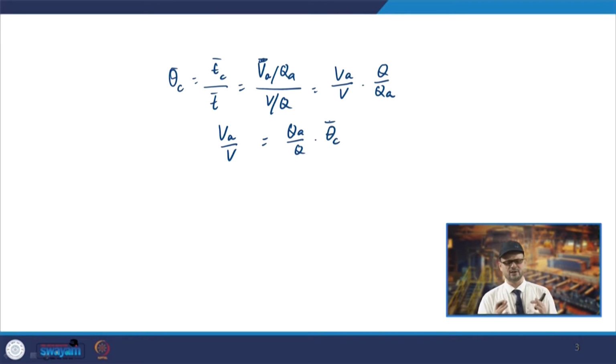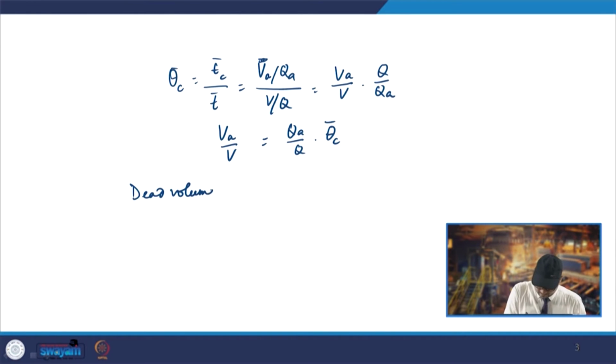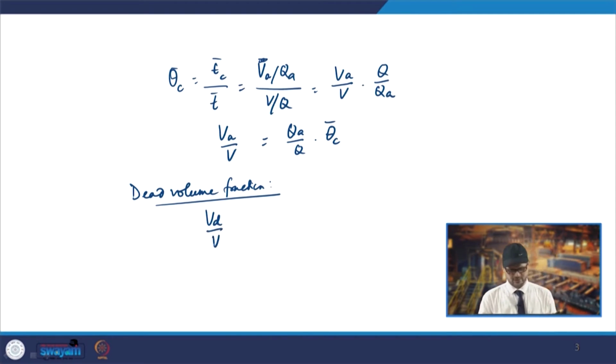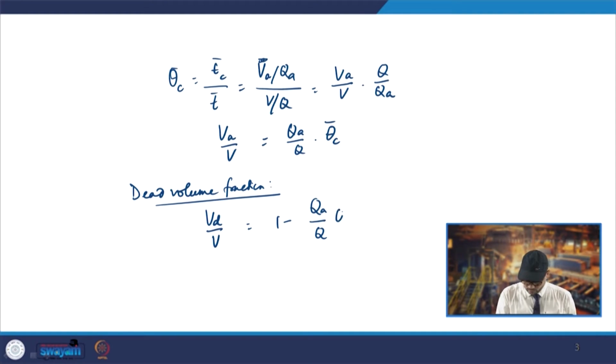So, you can have the calculation of the dead volume. Dead volume will be nothing but 1 minus the active volume component, that is Va by V. To find the dead volume fraction, the dead volume fraction will be Vd by V, and Vd by V will be 1 minus Va by V. So, it will be 1 minus Qa by Q into theta c. That way you can calculate the fraction of the dead volume if you have the RTD curves with you.